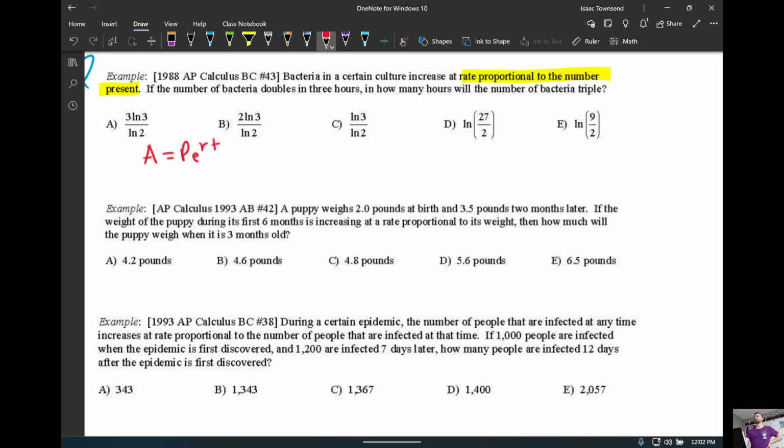You're welcome to use the formula printed on the top of your page. It's basically the same thing. If the number of bacteria doubles in 3 hours, how many hours will the number of bacteria triple? Well, let's take this information. If the number of bacteria doubles, then let's pick a starting amount and an ending amount. But let's pick something as easy as possible because it doesn't matter. So let's say we start with 1 bacteria and we know something about when it doubles. So when it becomes 2 bacteria.